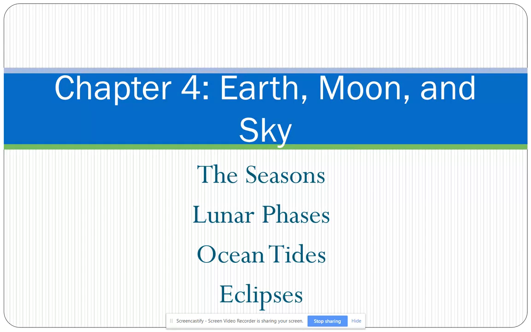Chapter 3 and 4, I am going through pretty quickly here. In fact, this is the last slide. Does that mean chapter 4 is unimportant? No, it just means I didn't want to put a whole bunch of slides after this. So in chapter 4, we have ideas like the seasons. What causes the seasons on Earth?